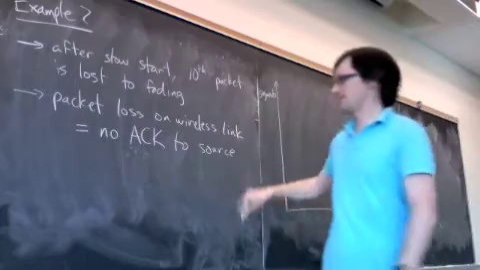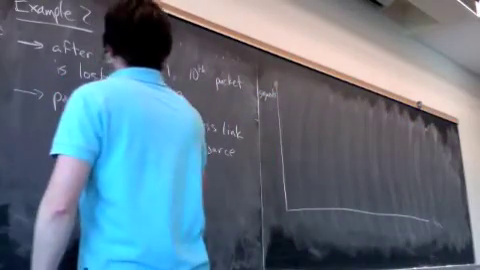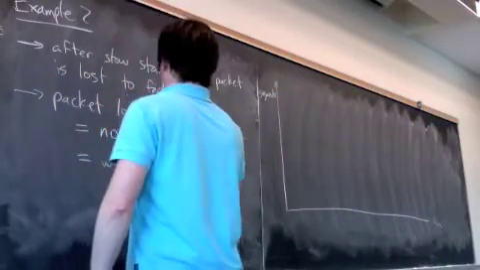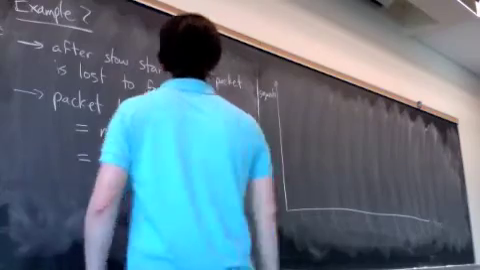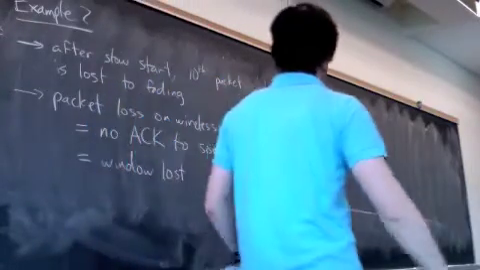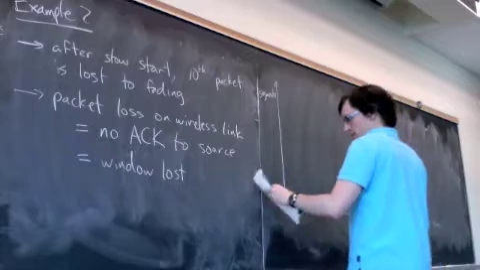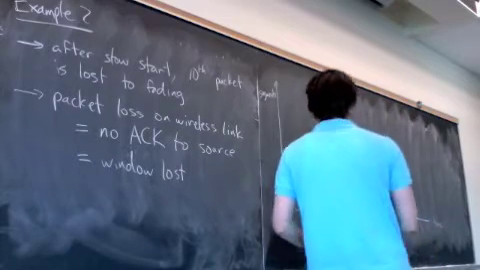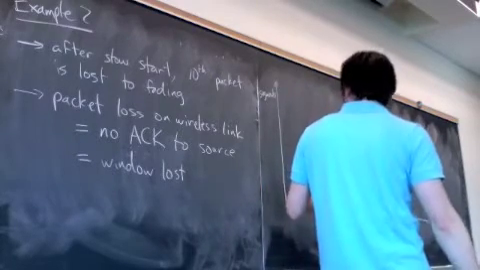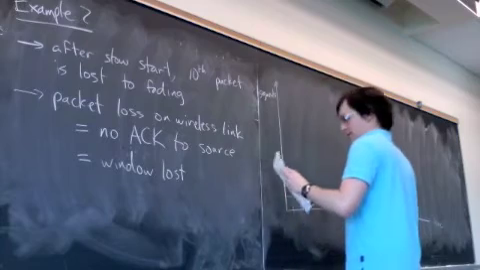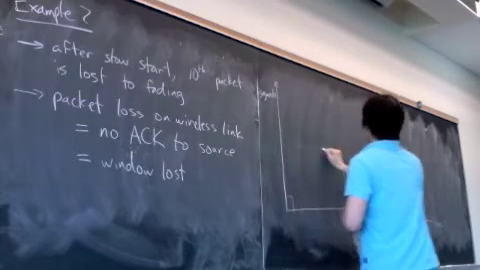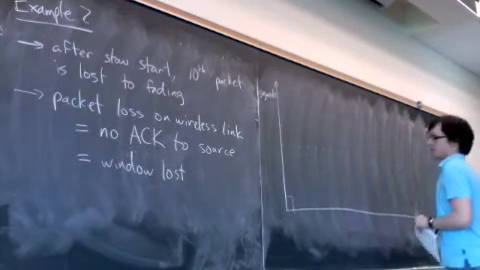So remember, no ACK to source means the window is lost. All the segments in that window get dropped. Okay. So once again, we start with a very large congestion threshold. We start off with a window size of 1.